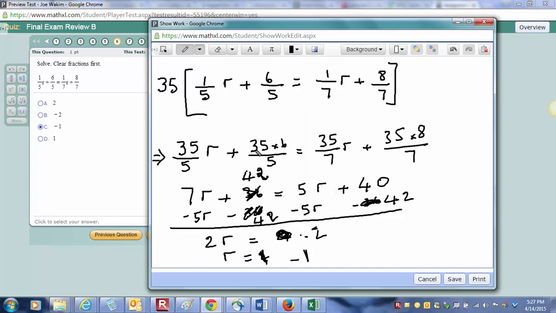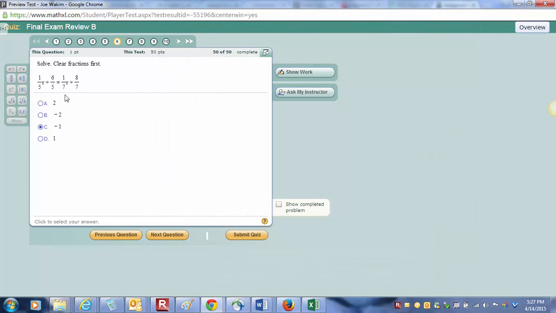See here, 35 divided by 5 is 7. 7 times 6 is 42. So when you subtract 42, you get 40 minus 42 is negative 2. And then you have here 2r equals negative 2. If you divide both sides by 2, you get r equals negative 1. And that would be the final answer. Let's go on to the next, number 7.